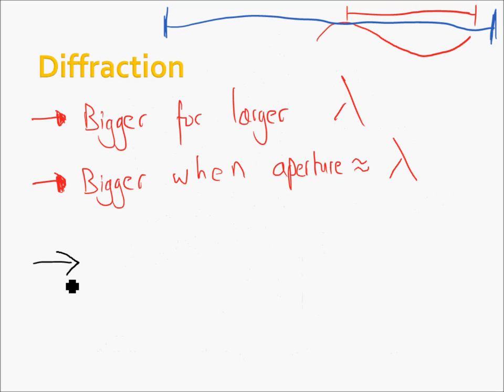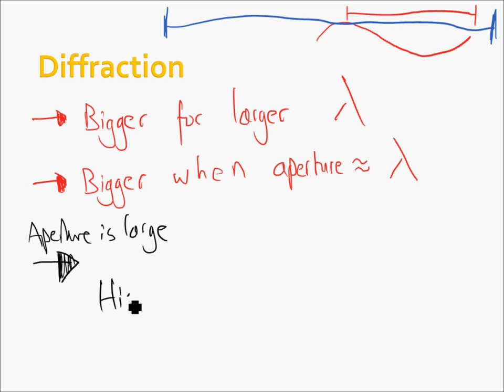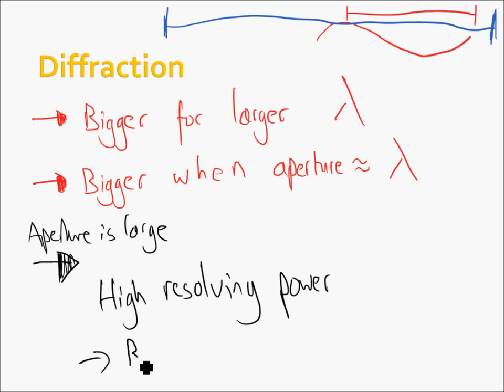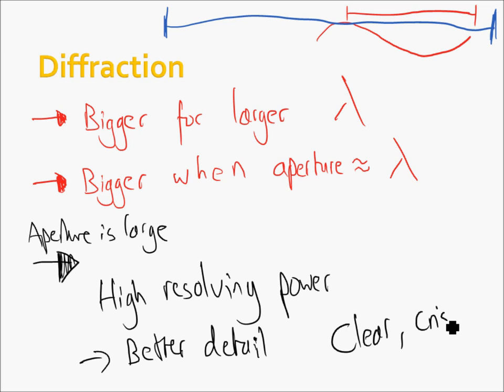If you make sure your aperture is large, what you get is high resolving power. This is a term I've mentioned before, high resolving power. That essentially means better detail, a less blurry image. If you do not have high resolving power, you get a blurry image. If you have high resolving power, you get a clear, crisp image.